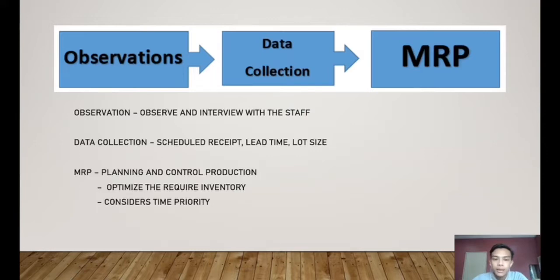Lastly is MRP. After we collect the data, then we process using MRP. MRP is a method for planning and control production and a tool for managing inventory depending on higher item level. It is possible to get the raw material needed to complete the product in the future demand using MRP. The company can optimize the required inventory. MRP also plans considering time priority to calculate material requirement and schedule supply to meet a product's demand.